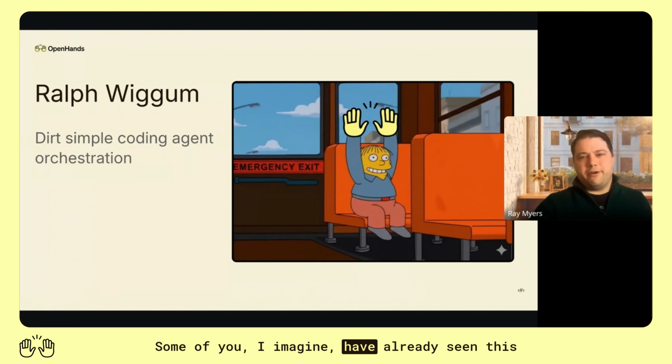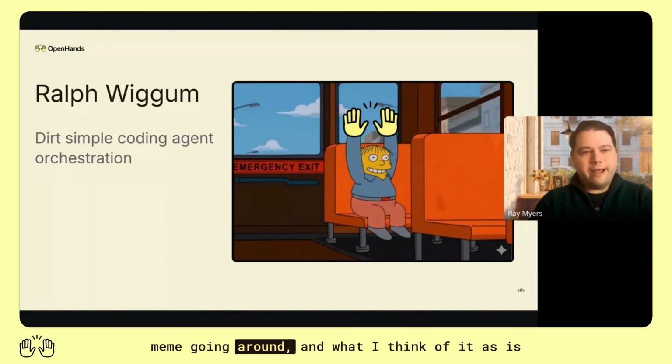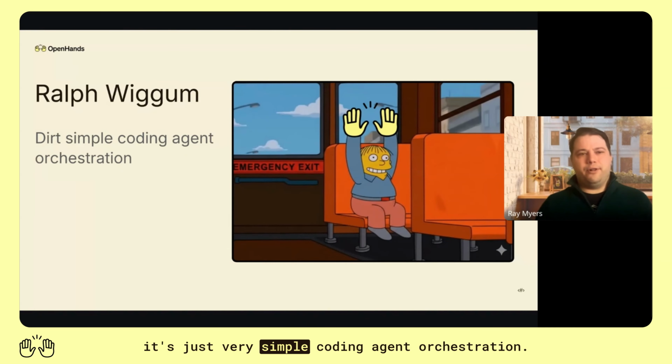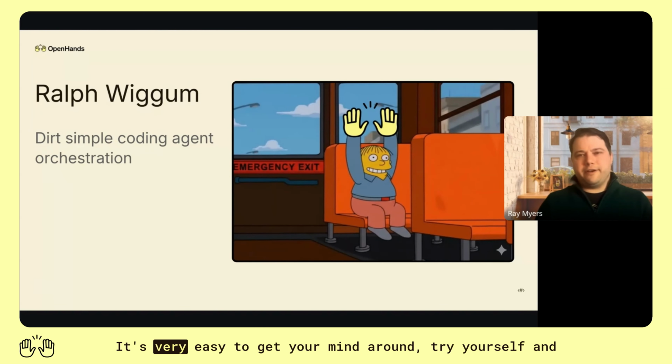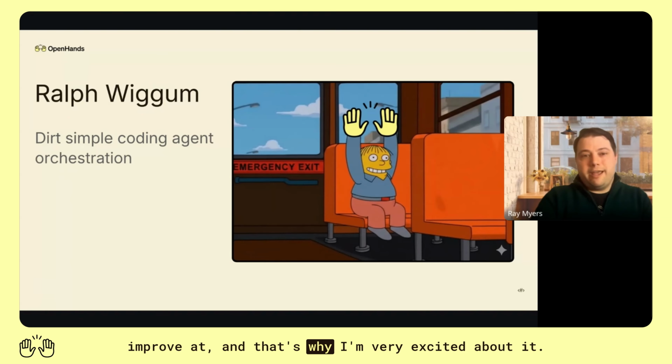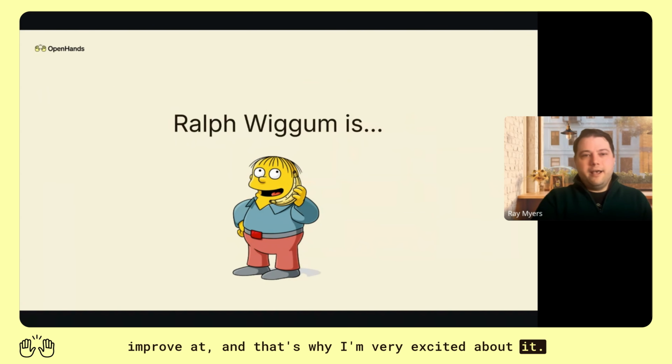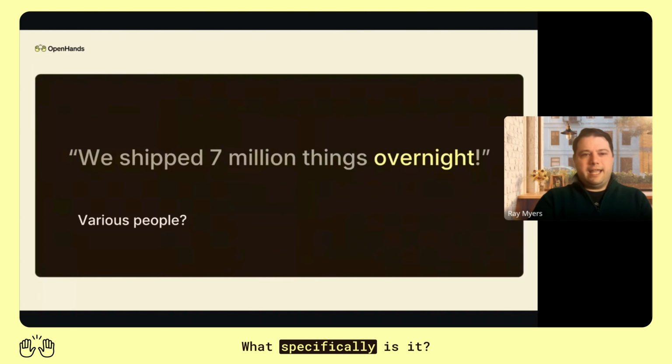Some of you, I imagine, have already seen this meme going around. And what I think of it as is it's just very simple coding agent orchestration. It's very easy to get your mind around, try yourself and improve at. And that's why I'm very excited about it. But what specifically is it?